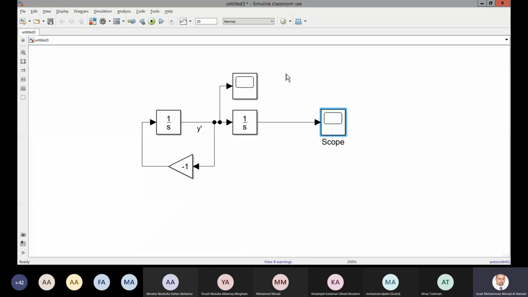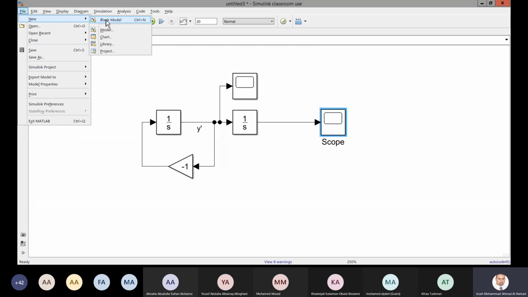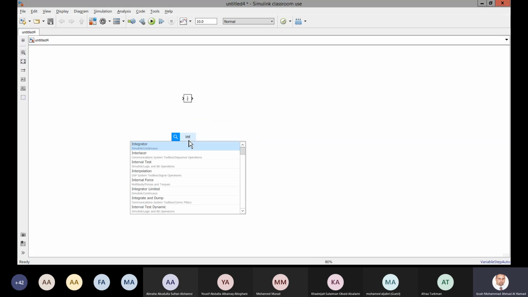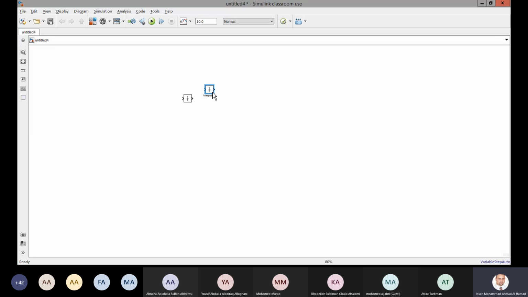Okay, so let's try the other differential equation, the second one. I will go to a new file, blank model. Now we said we have two integrators, so I will add one integrator. Once you have the skill, it will be very easy for you. You can start typing and make it in a very small time. So I have one integrator and I have another integrator. I have two integrators here. I have a scope.